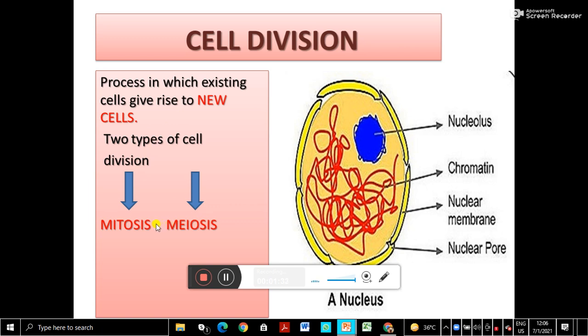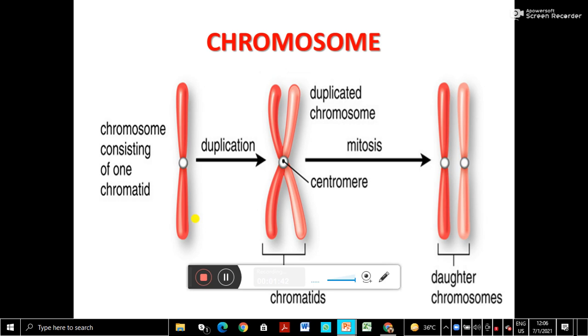Okay, let us now understand how this cell division takes place. Now let us understand the structure of a chromosome before we go into the detail. So this is a chromosome, and many such chromosomes are normally in the form of a chromatin network in the nucleus. A chromosome has two arms, and there is a central portion called the centromere. So the arms are attached to the centromere.